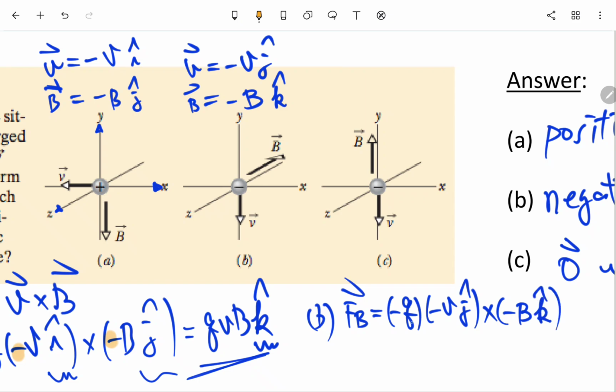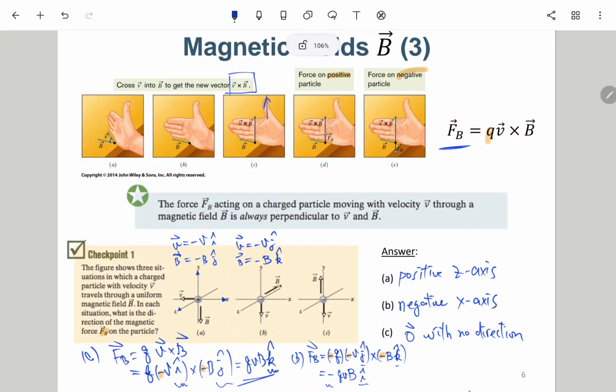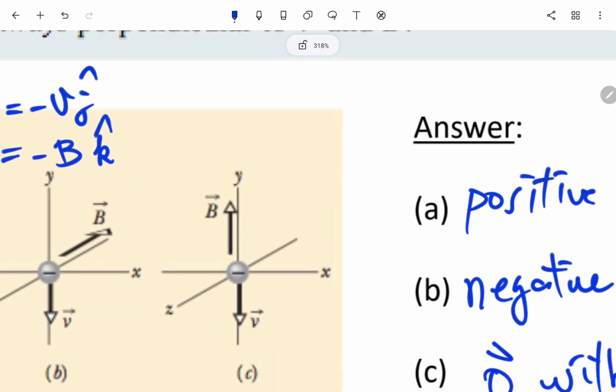So let's see, we have three negative signs, so it is negative qvB, and we have j k, i j k, j k i. So it will be positive i. Here we can see this is the negative x-axis. So finally, I don't need to write too much.